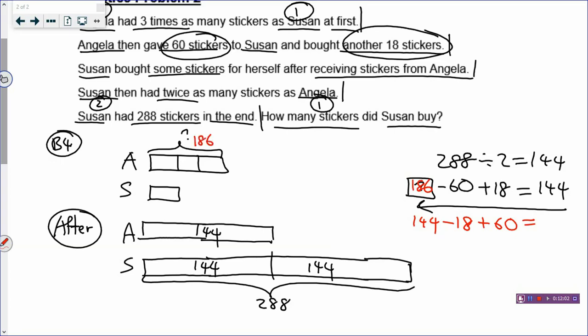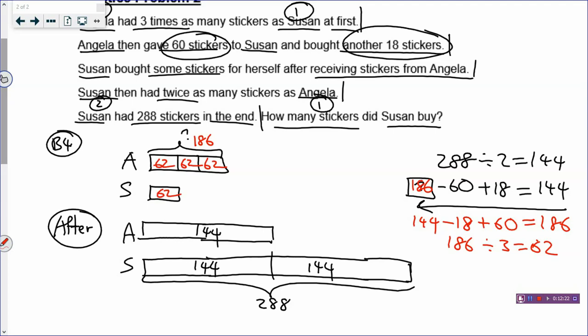Oh, so we got Angela's stickers already, which is 3 boxes now. So you divide by 3. Okay, so your 186, and you divide by 3. And you will get 62. Right? And whatever numbers you have found, you just put inside. Okay, got it? Alright, so how many stickers did Susan buy?